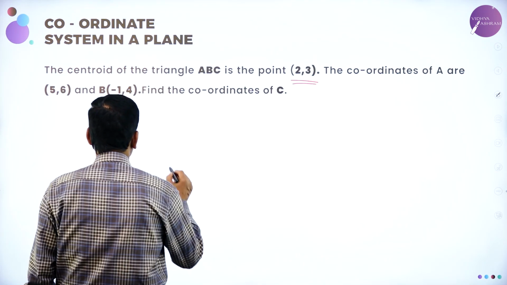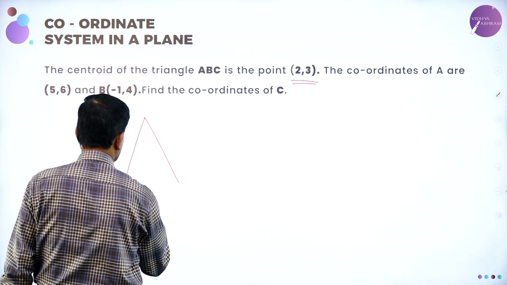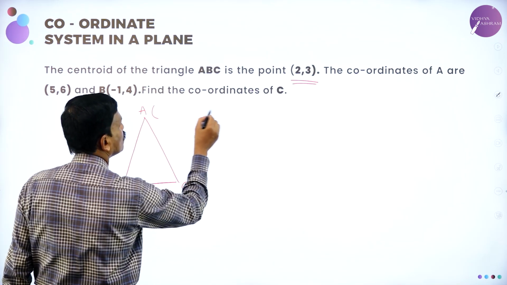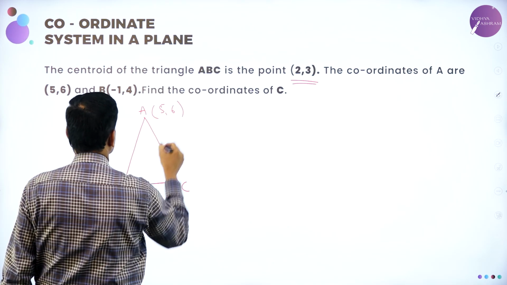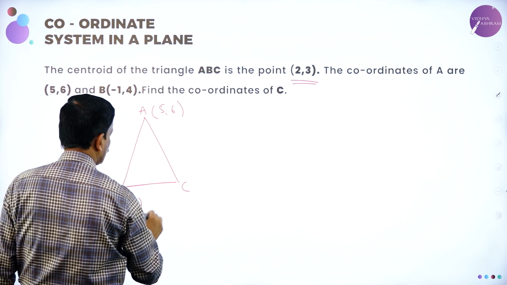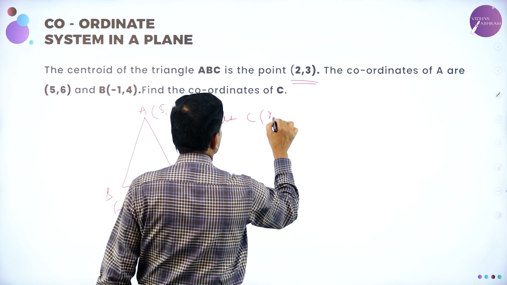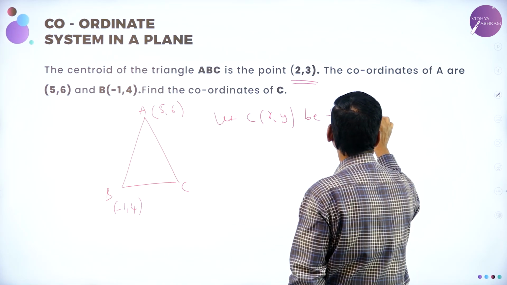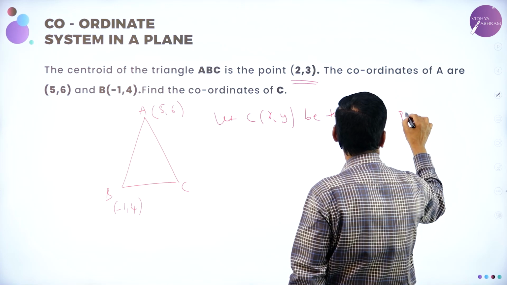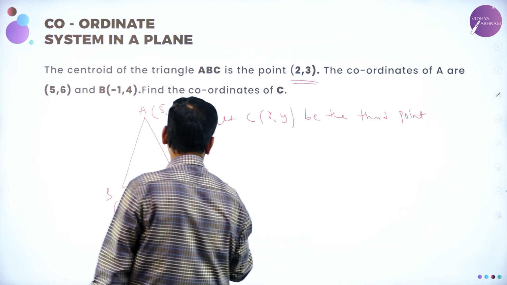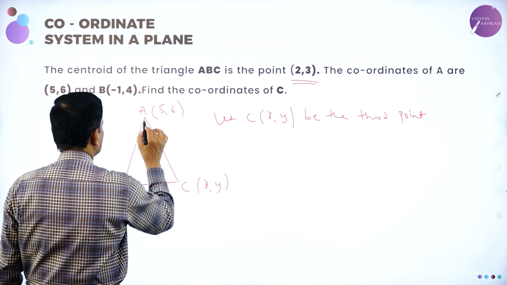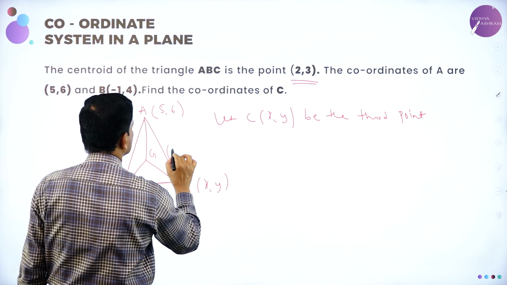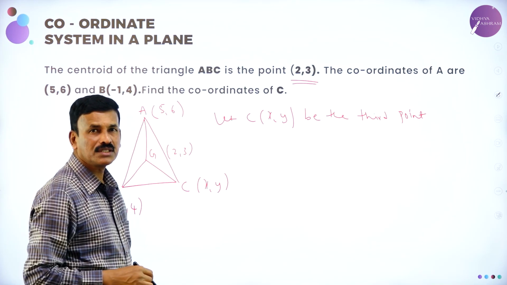So, it is required to find the other point, the third point. Now this is given: A, B, C. Let us take A, the first point, as 5 comma 6 and the second point as minus 1 comma 4. Let C x comma y be the third point. So, let us call it C x comma y, and the centroid is given. This is G. What is the centroid given? The centroid is 2 comma 3.